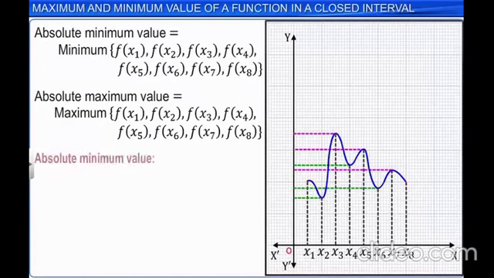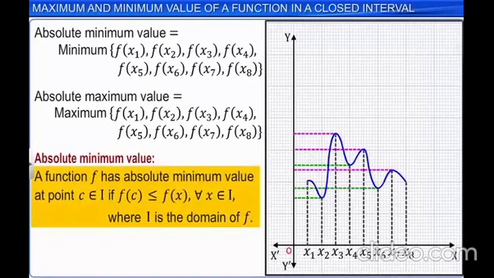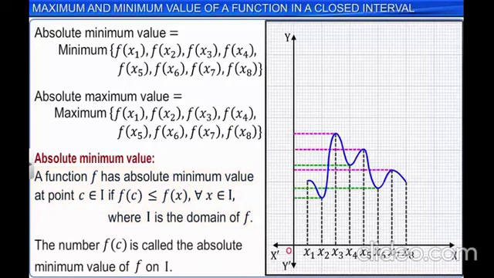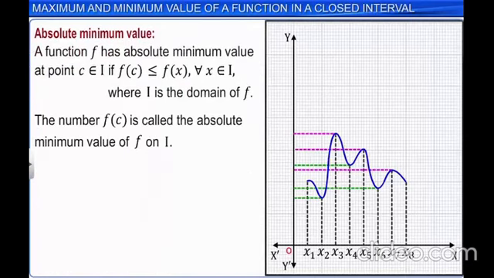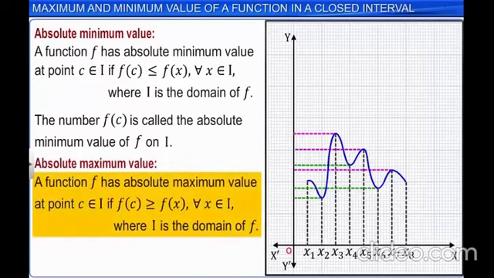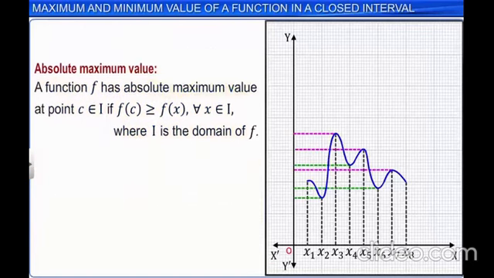Mathematically, a function f defined on a closed interval I is said to have absolute minimum value at a point c in I if f(c) is less than or equal to the value of f at any other point on I. The number f(c) is called the absolute minimum value of f on I. Similarly, a function f defined on a closed interval I is said to have absolute maximum value at a point c in I if f(c) is greater than or equal to the value of f at any other point on I. The number f(c) is called the absolute maximum value of f on I.